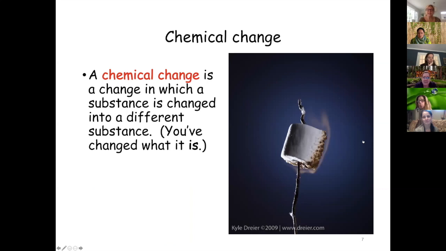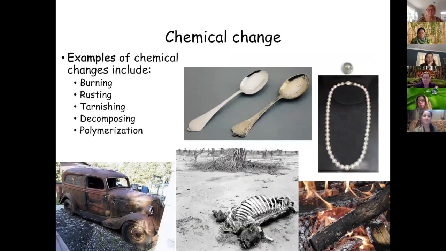Boys and girls, a chemical change is a change in which the substance is changed into a new, different substance. You change what it actually is. For example, you see the marshmallow burning there. Burning is an example of a chemical change. Examples of chemical changes include burning, rusting. Rust is a totally different substance, a new substance than the metal it started with. Tarnishing, decomposing. Those are all some examples.